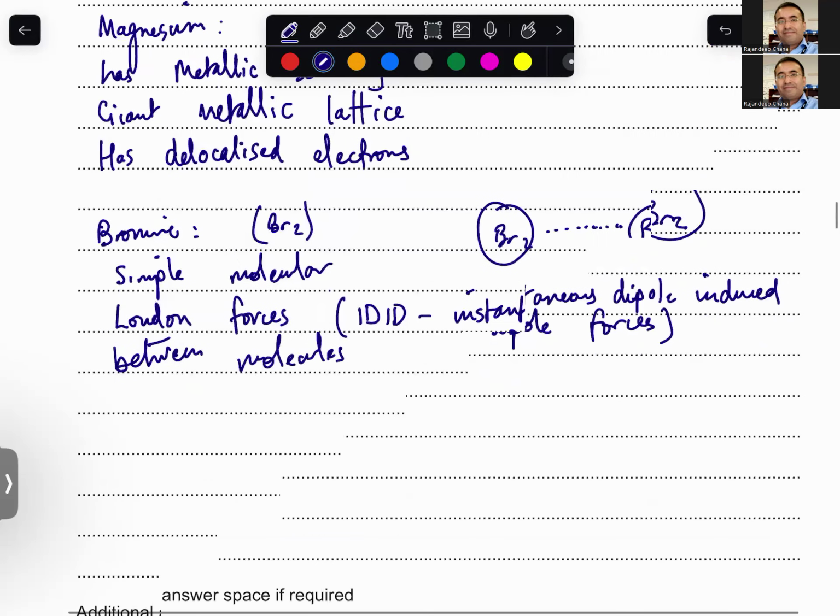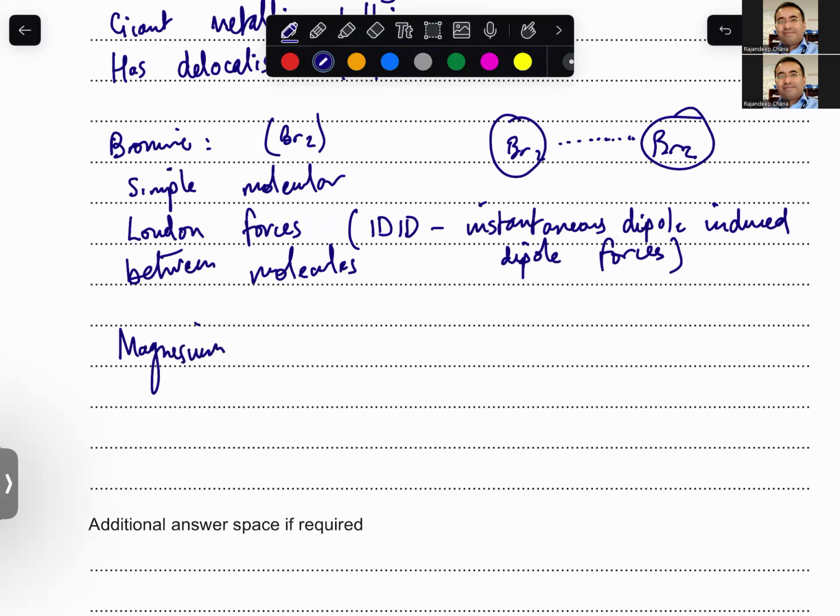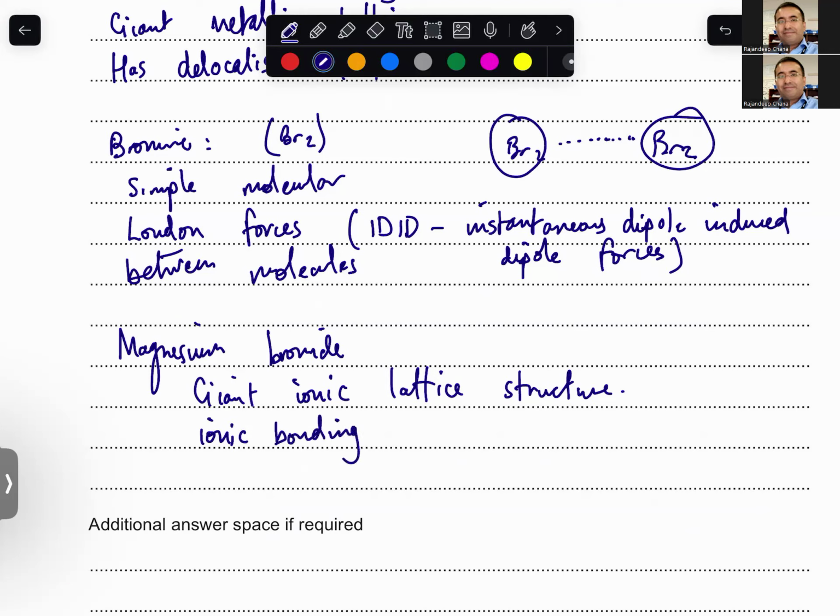And the third one, you've got magnesium bromide. Magnesium bromide has a giant ionic lattice structure. What's holding the particles together is the ionic bonding. What is ionic bonding? The electrostatic attraction between oppositely charged ions.